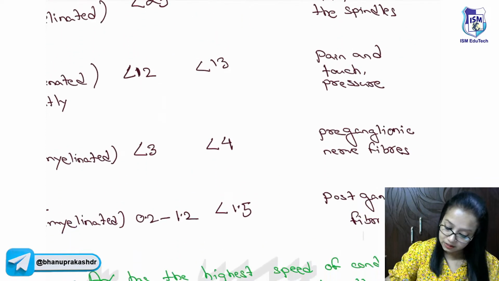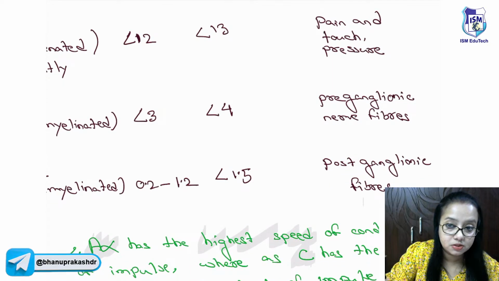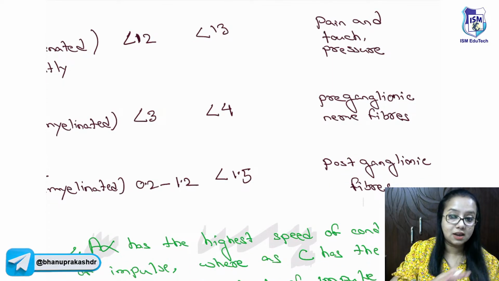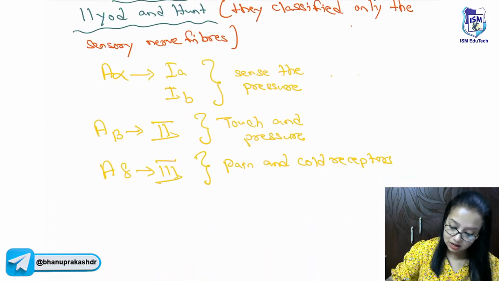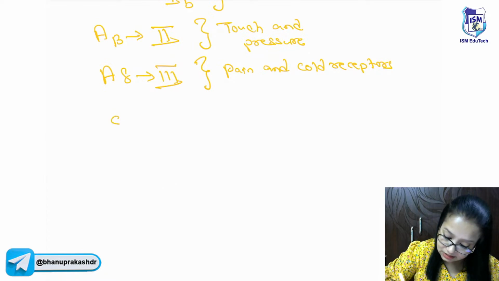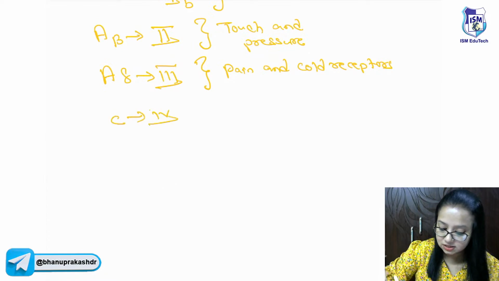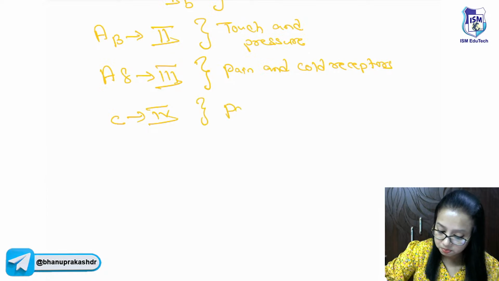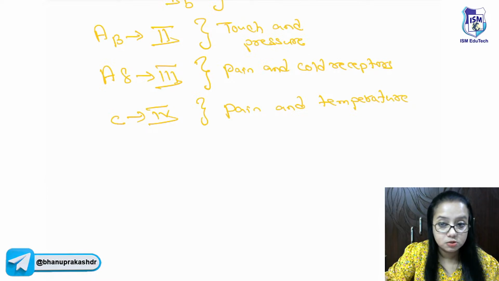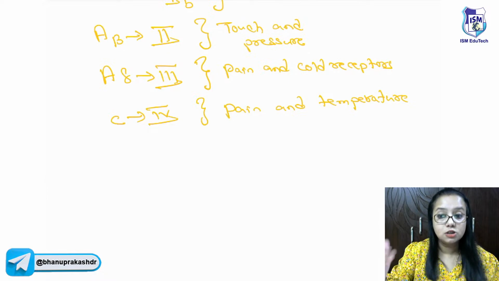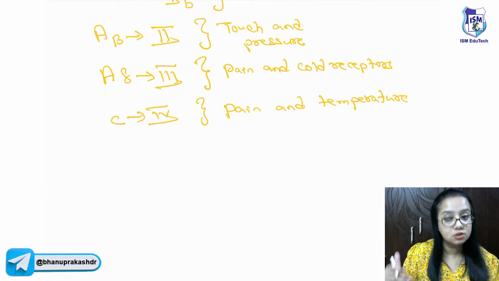B again, you see, it is the preganglionic nerve fibers, right? So it does not have any sensory function. So this is also not included in the Lloyd and Hunt. But the C has got sensory function and it is sensitive to pain and temperature, because it is both the sympathetic postganglionic fibers as well as the dorsal root C neurons.